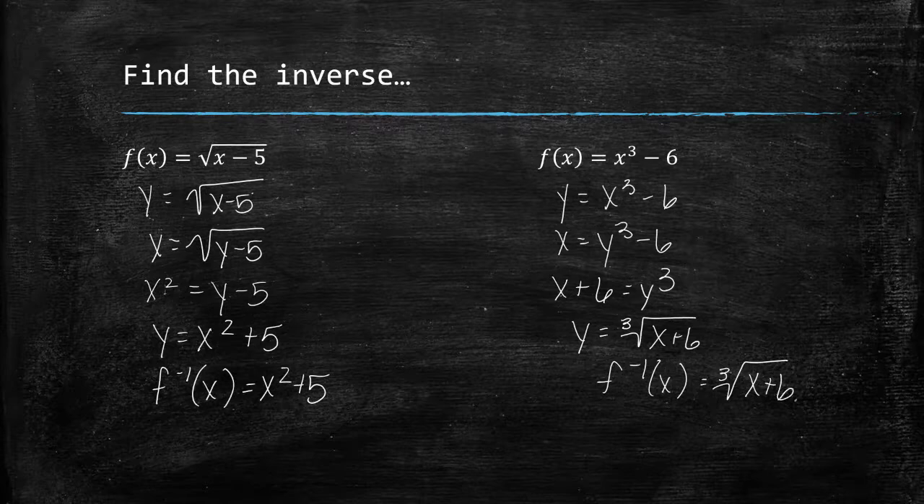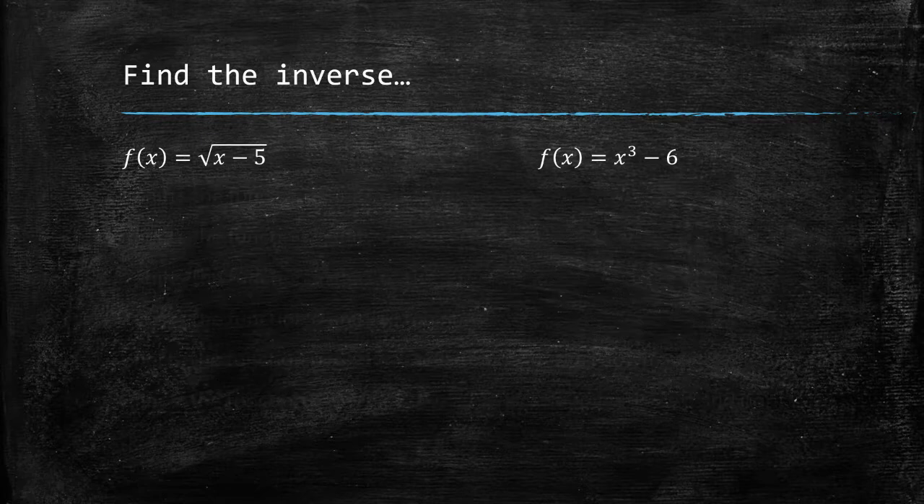Okay. So finding the inverse, I hope that makes sense for you. You can just follow those same steps every time. Put in the y, switch the x and y, solve to get y by itself, and then rewrite it with the inverse function notation.